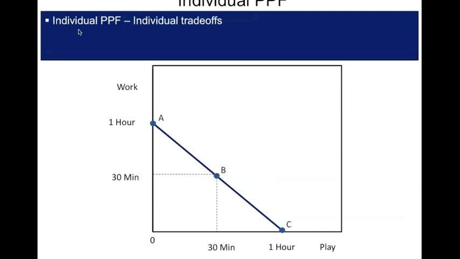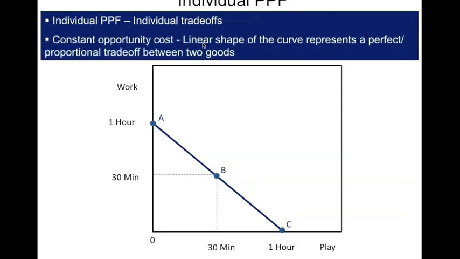Oftentimes what we see with individual production possibility models is that you have this linear shape to the curve. So the shape tends to be linear because it's a proportional trade-off. If I get one, I give up the other. Or if I give up half of one, I give up half of the other. Again, it's proportional. So the idea of a proportional trade-off is that we're going to have this sort of one-for-one, if you will, linear curve.